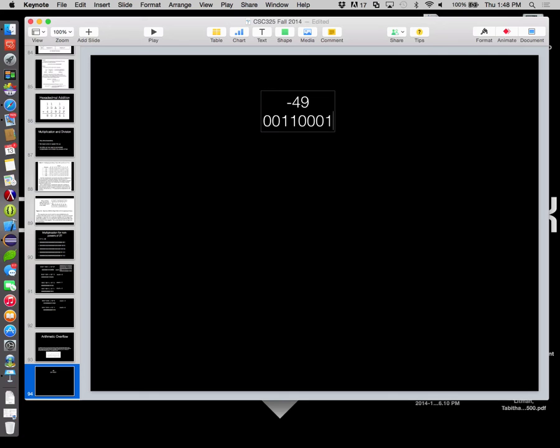Now I need to take the 2's complement of that, so we're going to flip all the bits. 1, 1, 0, 0, 1, 1, 1, 0. Add 1 to it, which gets us that 1. So this should be our answer. 1, 1, 0, 0, 1, 1, 1, 1. Right?